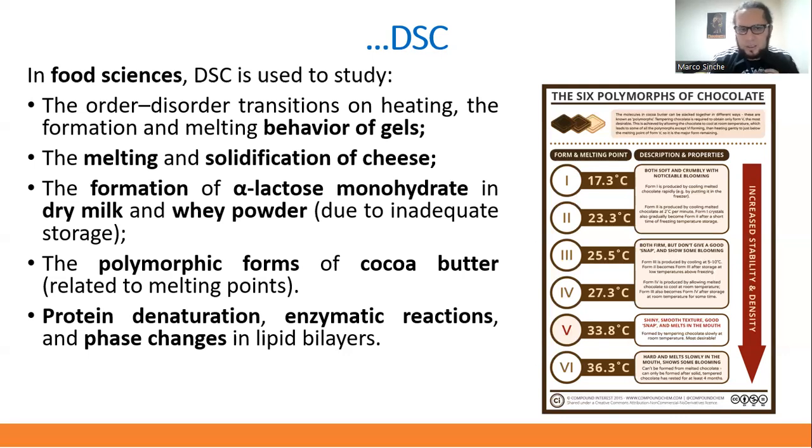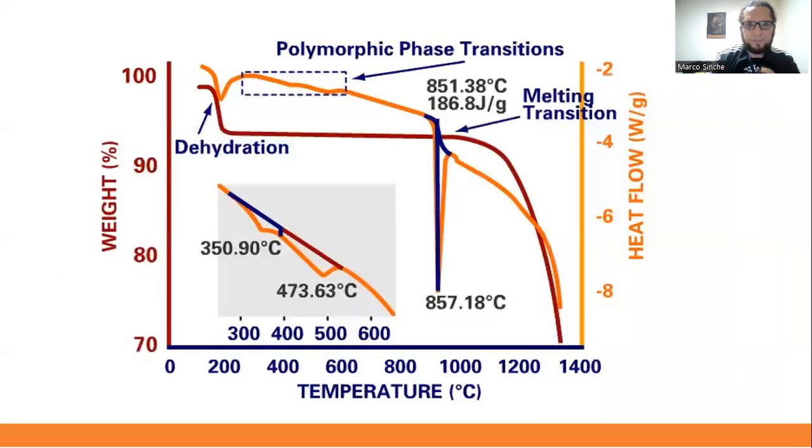Since each of the polymorphic forms is related to a different melting point, and one of them is the better, the fifth form has a melting point that allows the chocolate to melt in the mouth, and that is the most desired one. Also, to study, for example, the protein denaturation, enzymatic reactions, and phase changes in lipids.